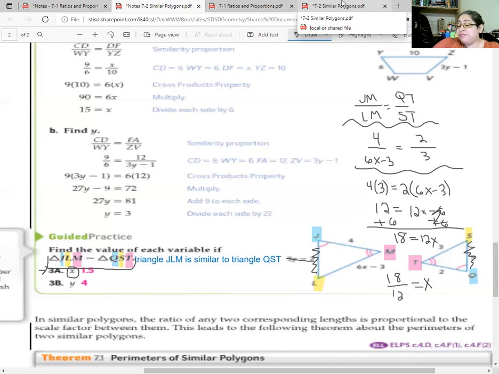You do the same idea for finding y. You would just use one of the sides that has y and one of the other sides, probably the one without the variable. Makes life easier. Questions?